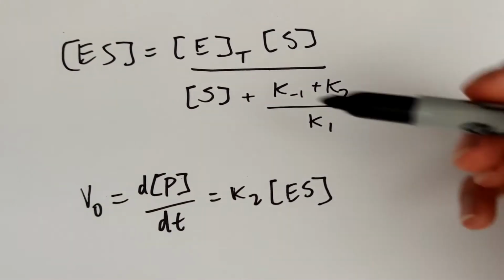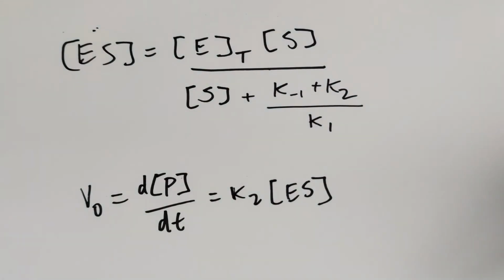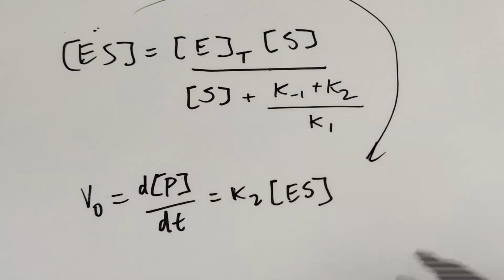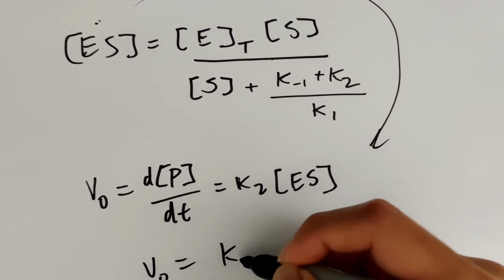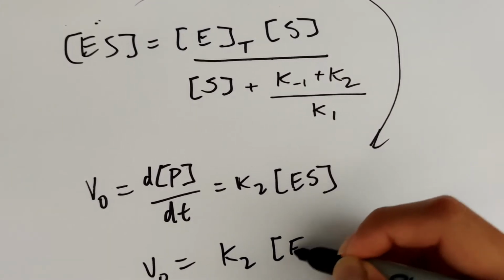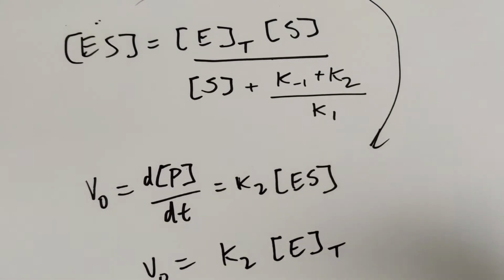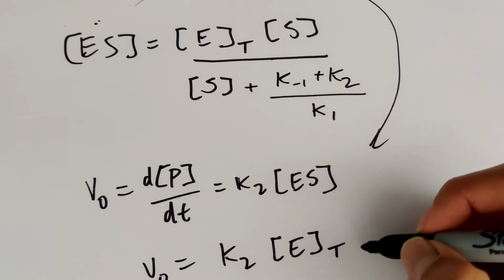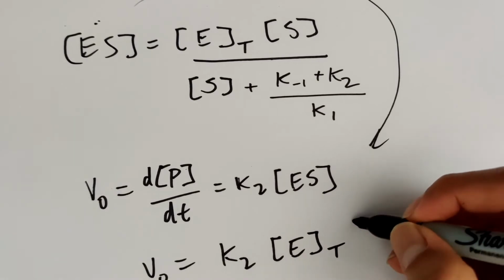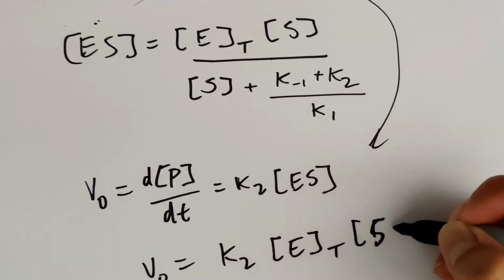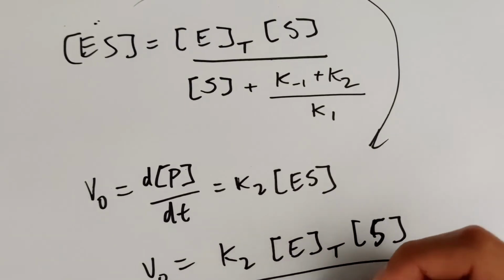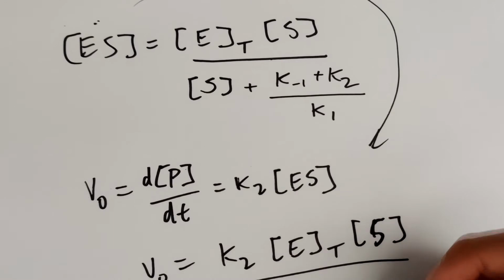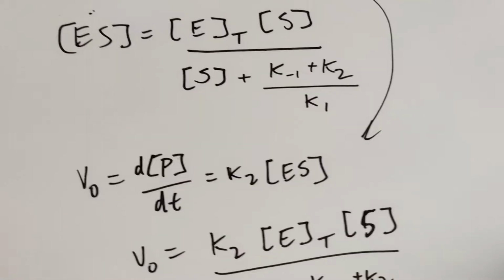Now, what we can do here is take this equation that we have derived down and plug it in. Now, in doing so, what we get is that V naught is equal to K2 times total enzyme concentration times S over concentration of S plus K minus 1 plus K2 over K1. Okay.